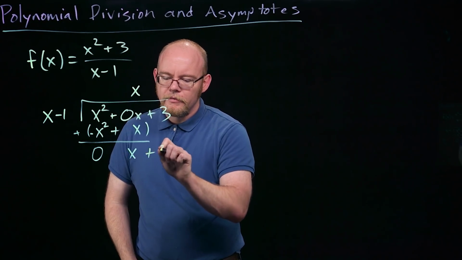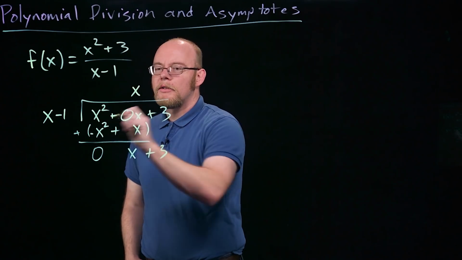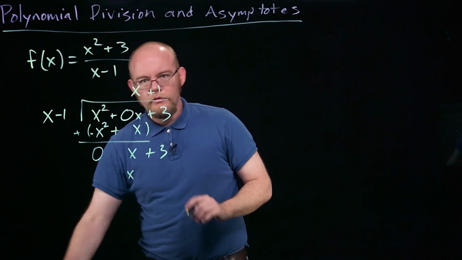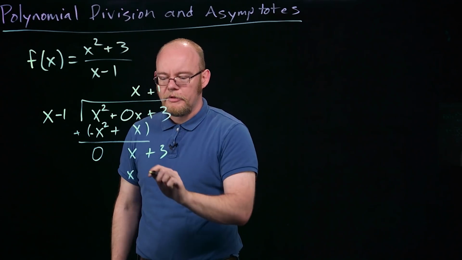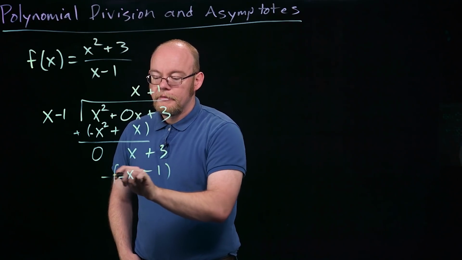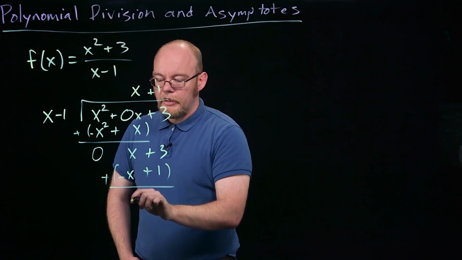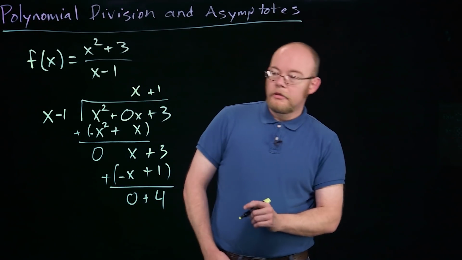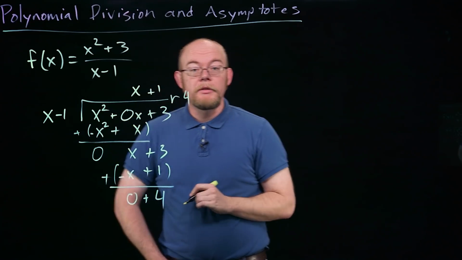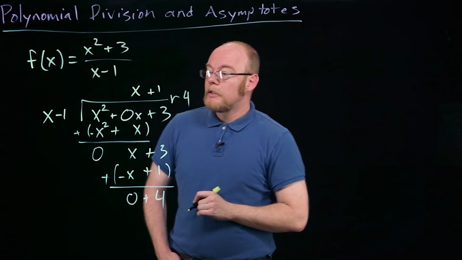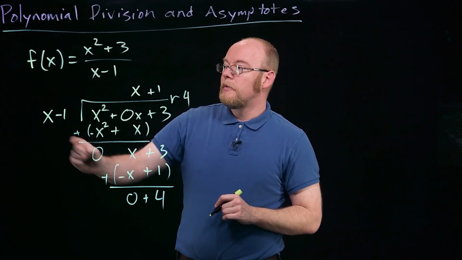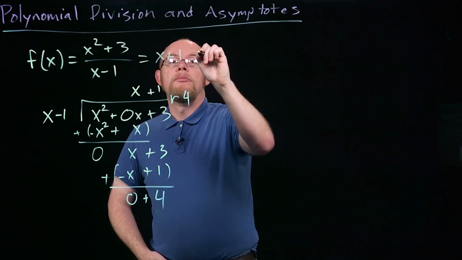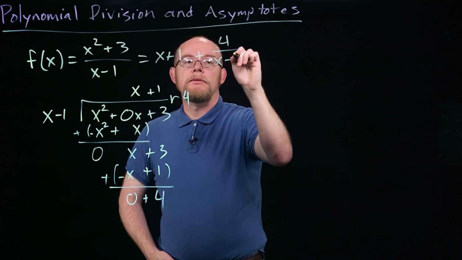So then we drop the 3, so we get x plus 3. Again, x goes into x exactly 1 time. So then we take 1 times x and then 1 times negative 1. We subtract that. And so then we get 0 plus 4. Okay, checking my notes, making sure I didn't make any mistakes. So that's remainder 4. What this tells us is that if I take x squared plus 3 and divide by x minus 1, I get x plus 1 plus 4 over x minus 1.